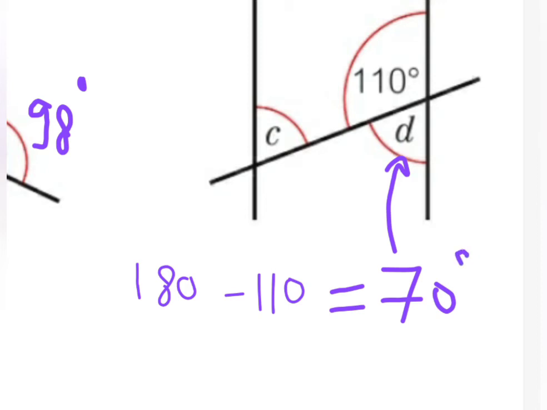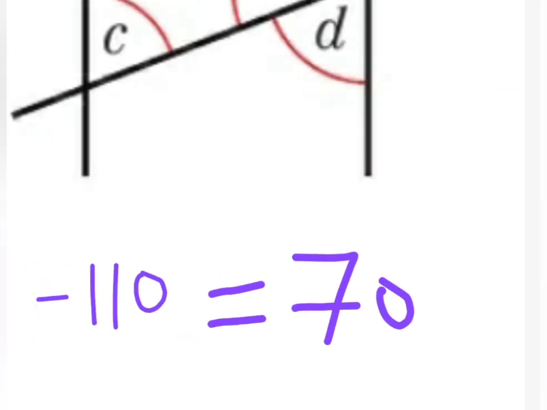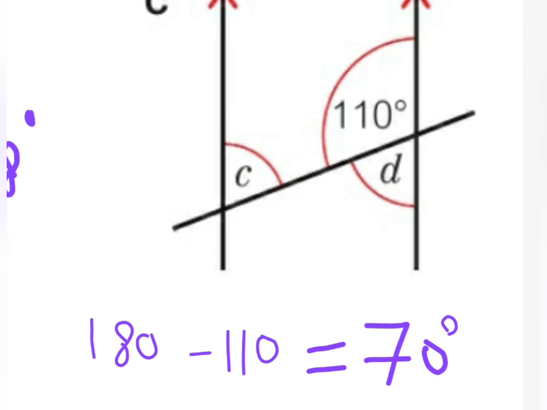Now, after finding angle D, we can find angle C using the rule of what? Very good. Here we have two parallel lines, and we have one angle on this side and another angle on this side. So, because D is 70 here, we can say that C is 70. Why? The reason is that C and D are alternate angles.